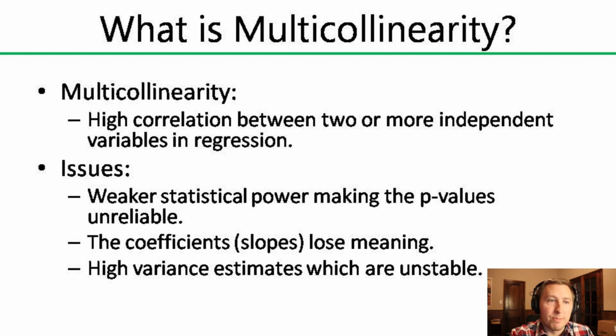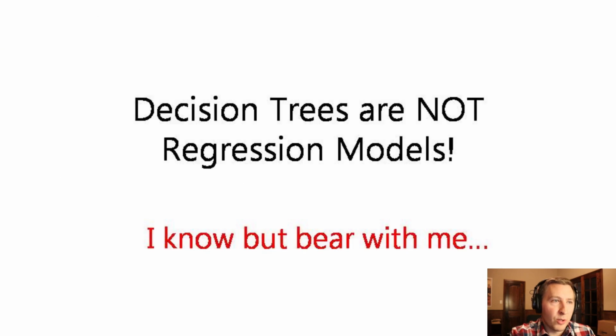unreliable. And sometimes you have a really good model, you add a few data points and boom, the whole thing blows up. So it's important because it makes linear regression models basically not stable. So again, decision trees are not regression models. You can do regression with decision trees, but they are not linear regression models. I know. Bear with me here, guys.